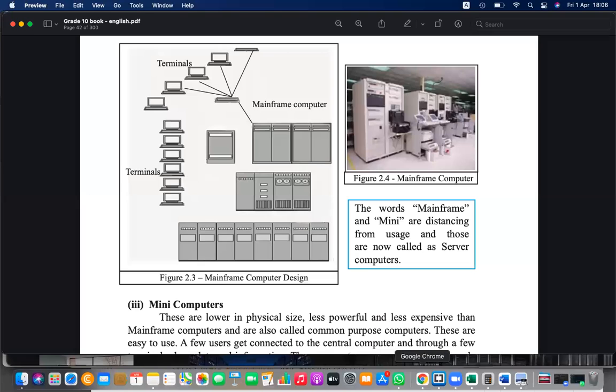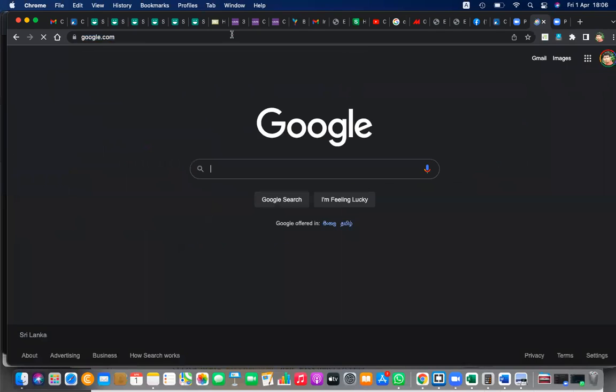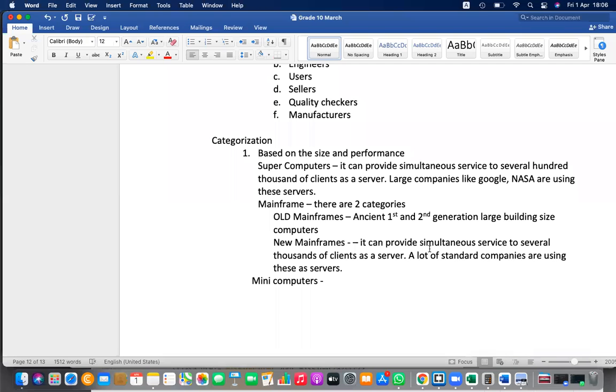So actually, when you are visiting the Google site, you are visiting a supercomputer. But simultaneously, several hundred thousands, several millions are visiting Google at the same time. Right? We are also accessing, they are also accessing. So it should provide service to all of these computers. So this is what happens in the supercomputer environment. All are connected using network switches or the network.